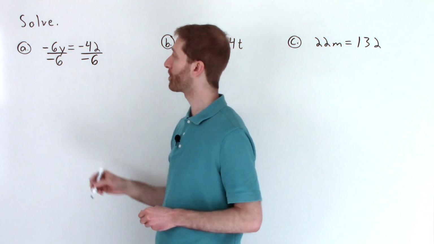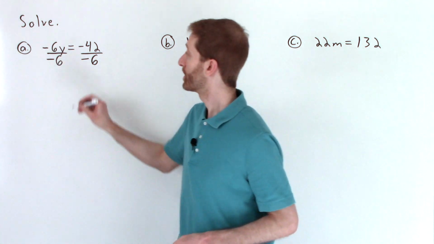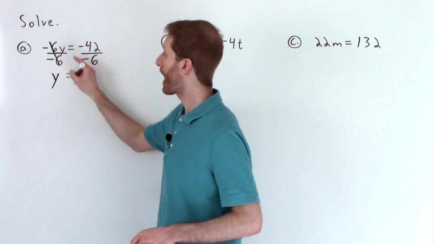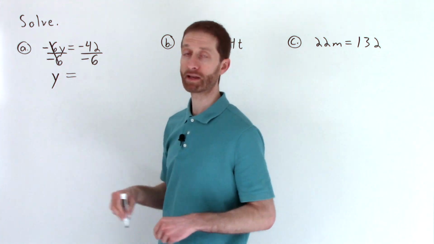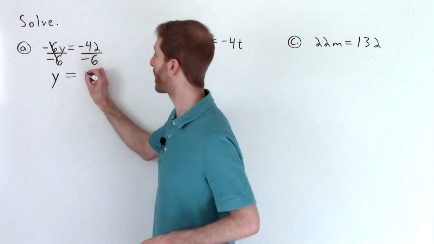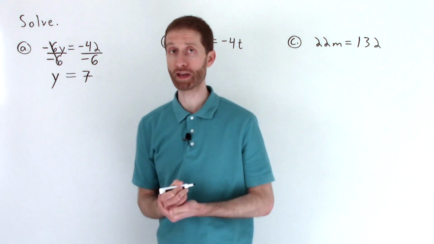So we do the same thing to both sides to keep the equation true. Negative 6 divided by negative 6, they cancel out, giving us 1 times y, or y. And now that we've verified that we have y alone, we now do the operation on the right side. Negative 42 divided by negative 6 is, well, negative divided by negative, positive 7. And I'll go back over how to check this one towards the end of the video.